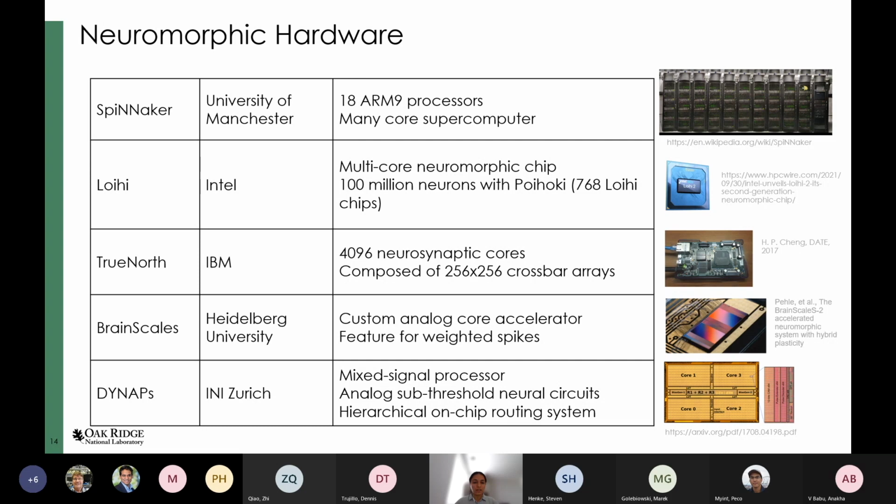Then there are other analog or mixed-signal based processors such as BrainScaleS and Dynap that are again different university-based demonstrations for neuromorphic hardware.